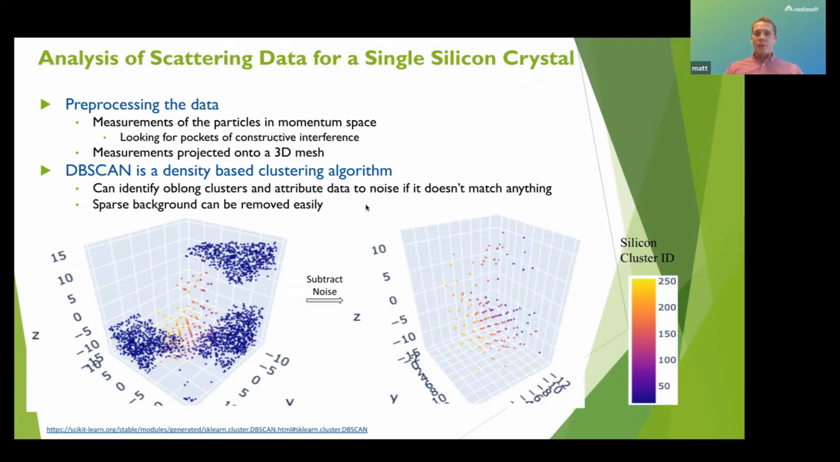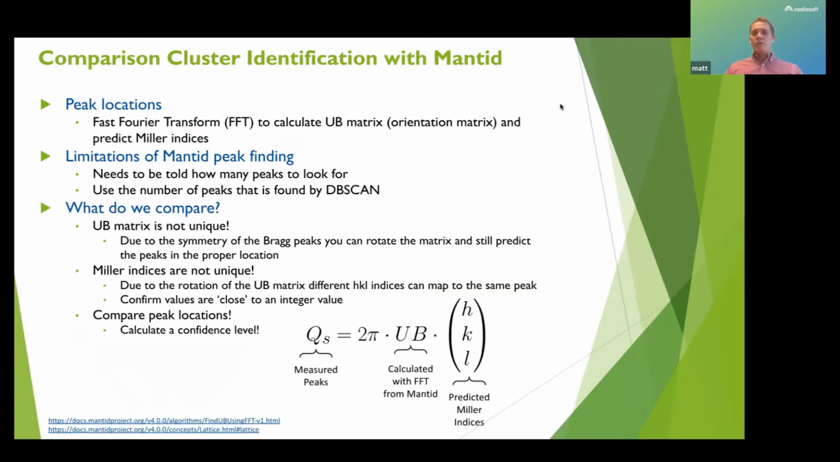And so we have a way to cluster this data without human interaction. It's a fully automated method. But how do we know it's actually good? Well, we want to compare these clusters that we've identified with what Mantid would decide. There's a little bit of a theoretical aside here. So this equation at the bottom, this Qs, is going to be all the measured Q space peaks, or all those points in that array, in the lattice that I just showed.